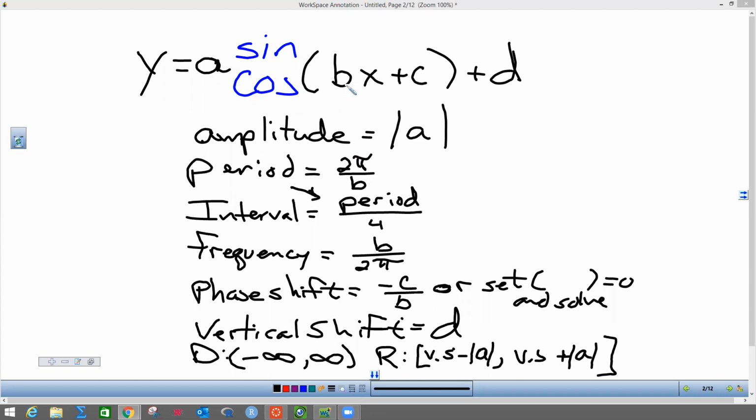Period is 2 pi divided by the number in front of this variable. And this variable can be anything. It doesn't have to be an x. Interval is take the answer you got for this period and you divide it by 4. That's how far apart your tick marks go.